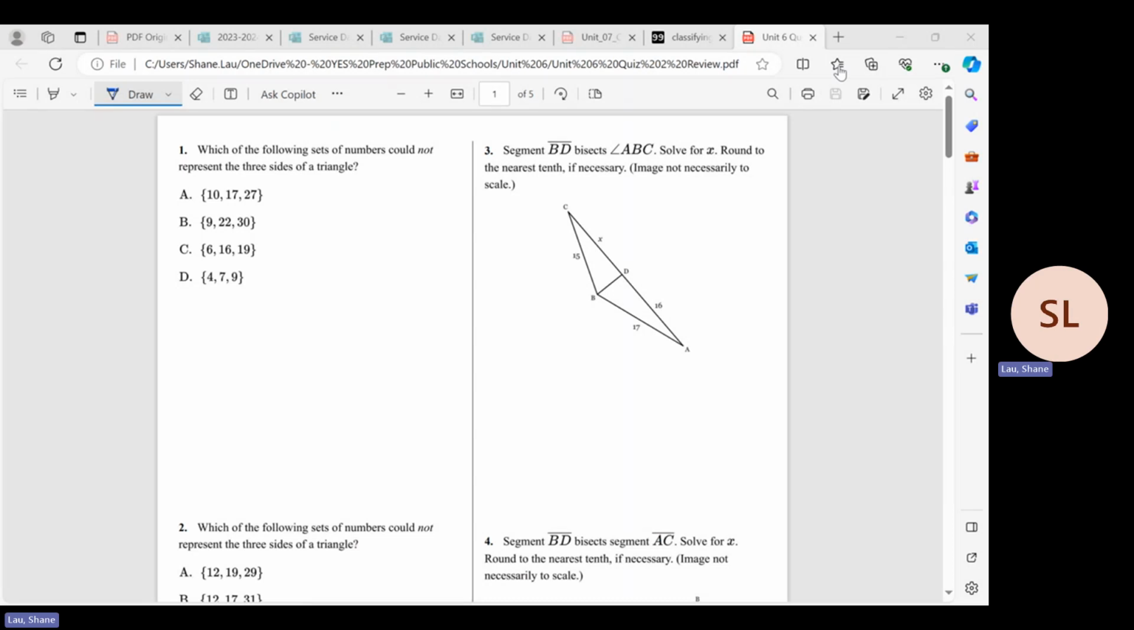Alrighty, class. So today we are going to talk about some review that we have for our quiz that is tomorrow, which is the 23rd of January.